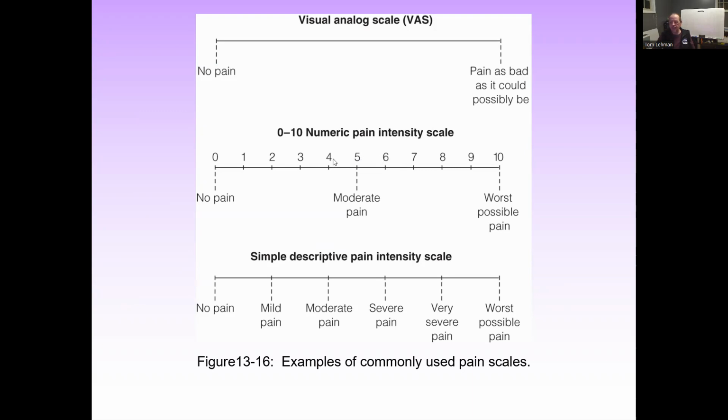So if your patient can't decide whether it's a 4 or 5, who cares? If they're in the middle range, that tells you there's a moderate amount of trauma. 1, 2, and 3 falls into the same window. 7, 8, 9 falls in the same window. And so it turns out that the numeric scale is actually fairly accurate and fairly reproducible.